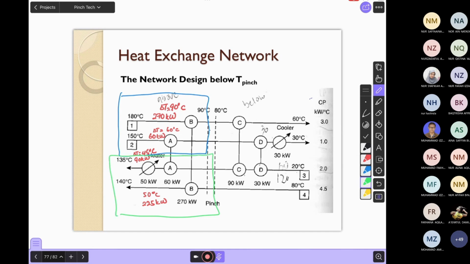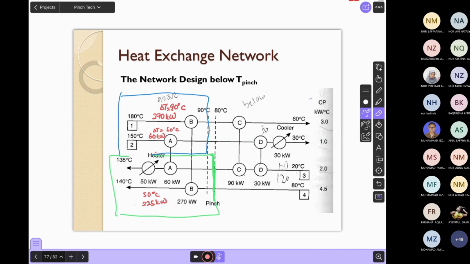Okay, dia ambil daripada 80 degree. Okay, sebab pinch untuk hot, 90. Pinch untuk cold, 80. Dia macam tu. Sebab kita ambil 10 difference. Okay, so now, jadi yang ni salah kira lah. Kena kira balik. Ni salah kira ni.